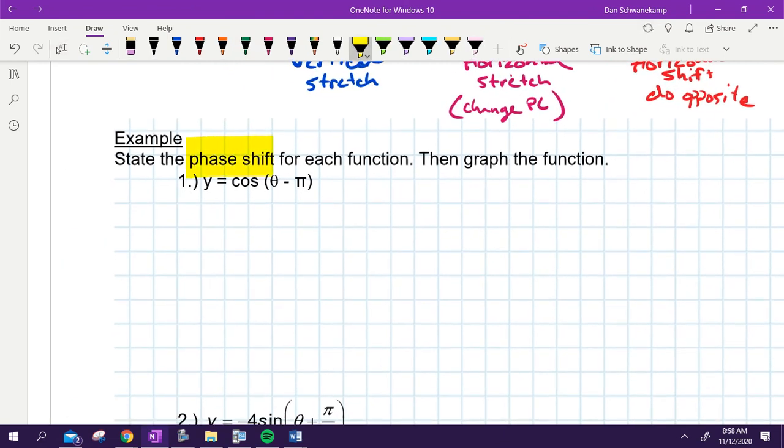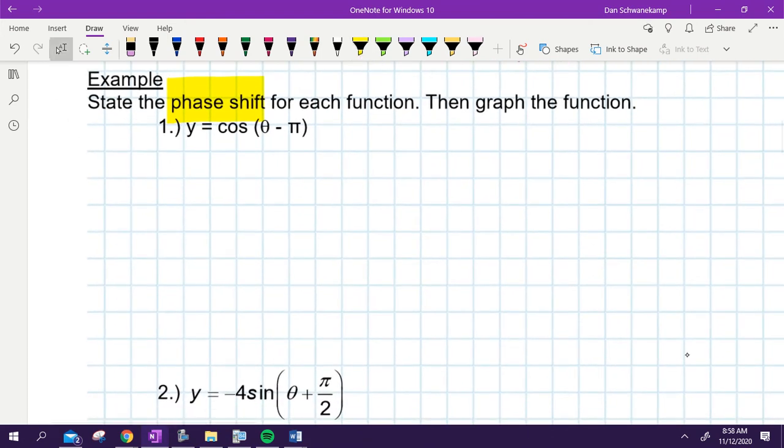But phase shift. That is a phrase we are going to use more later on. Technically, a phase shift is when you change the period length and have a horizontal shift at the same time. They are not fun to graph. So we are not going to graph those very often at all. So when you hear that word phase shift, just think, oh, that means horizontal shift, for what we're doing today. So we're going to state the phase shift or the horizontal shift for each function, then graph it.